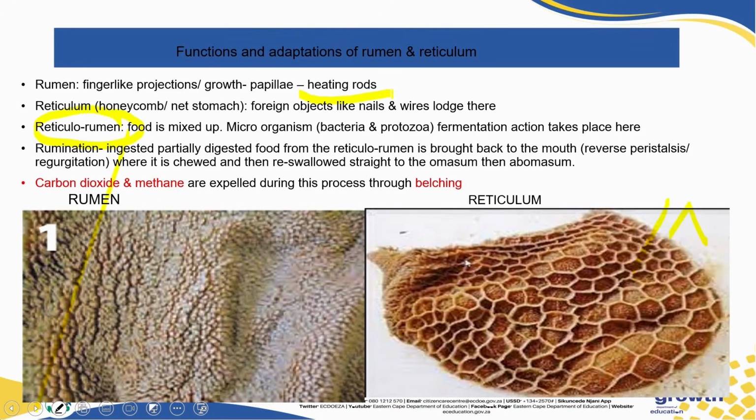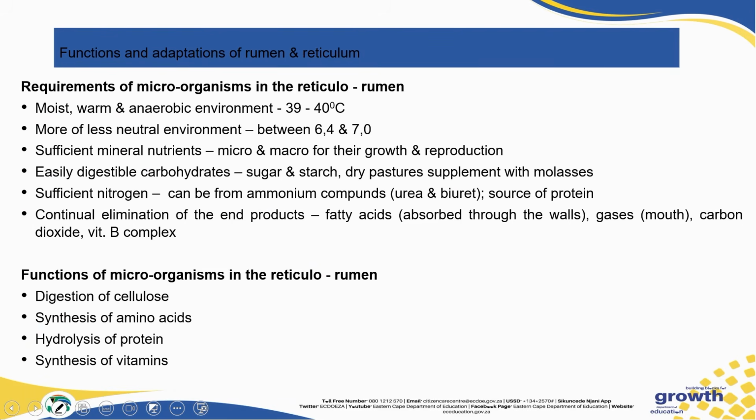So the animal ingests food, and this grass or feed gets into the first two compartments. In these first two compartments, there is a group, a community of microorganisms.